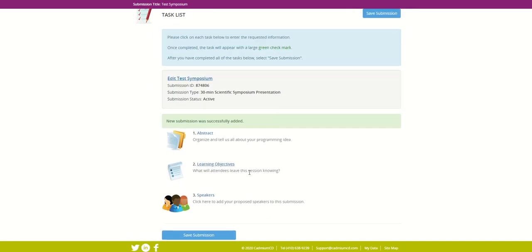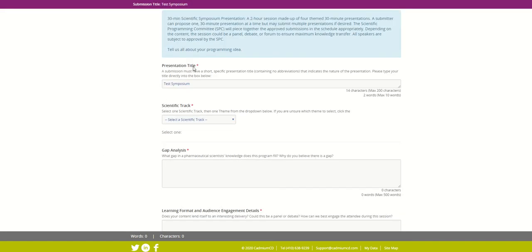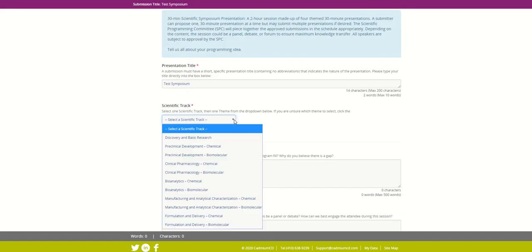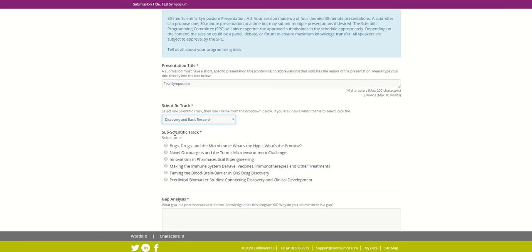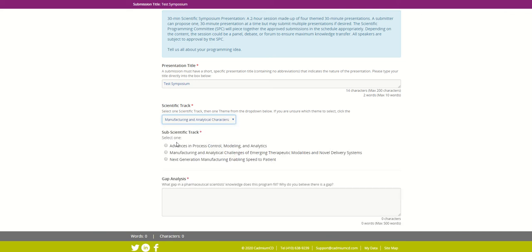You can see that you have the same 3 categories here, but it will look a little bit different when you get inside. So you still have the title and the scientific track. Here, if you pick a scientific track, you can see that we have the discovery and basic research now. You will get the sub-scientific track. I specifically selected discovery and basic research because this is a unique track where it's not divided between biologics and chemical entities. So there are 6 separate tracks here. If I go back and pick, let's say, manufacturing and analytical characterization, I'm down to 3.